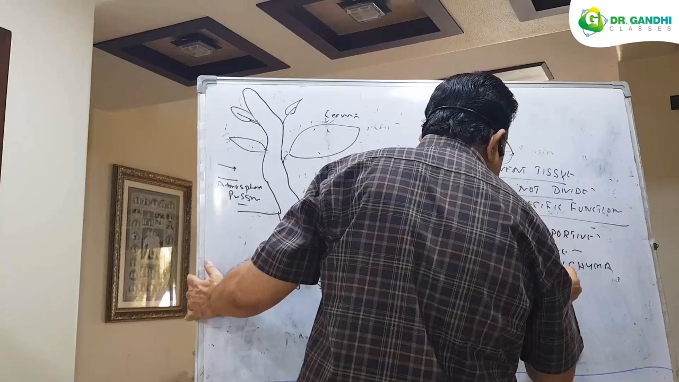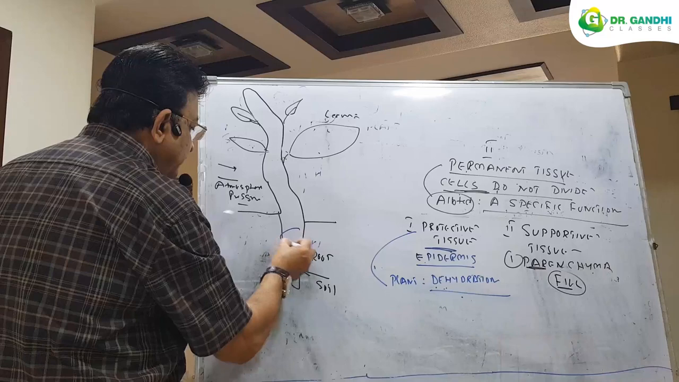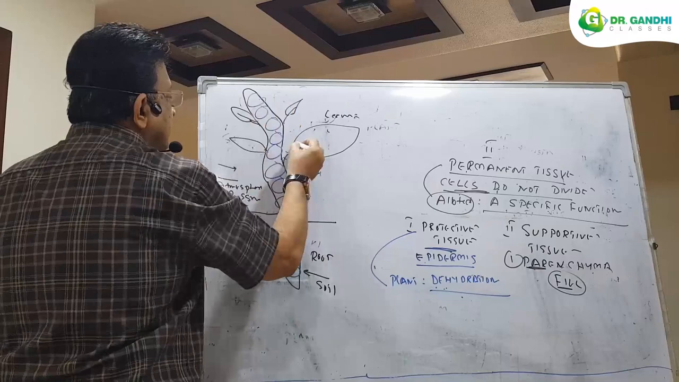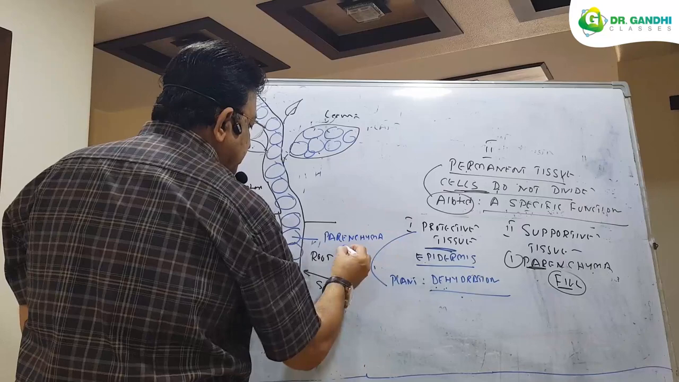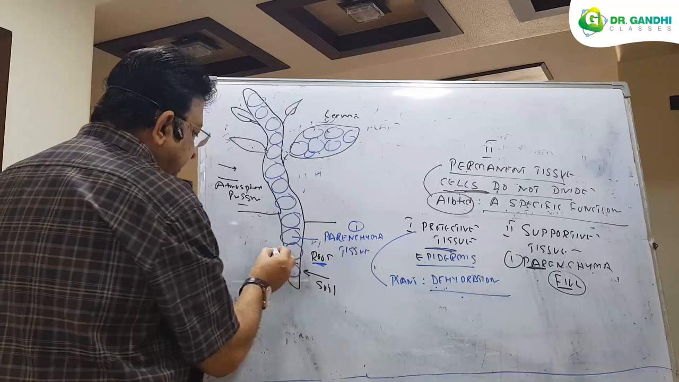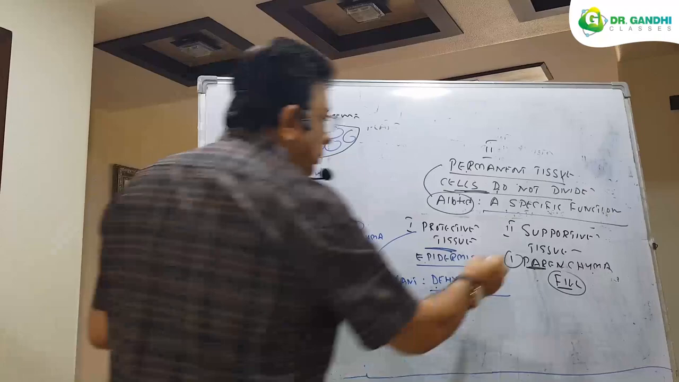The first one, paren means fill, chyma means cellular tissue. So I am now creating parenchyma cells, so that when they fill the stem, when they fill the leaves, it will give support not only to the leaves but to the cells. So these then are the parenchyma tissue, the first supportive tissue. It is usually present, pay attention, below the bark, known as the cortex. So it is present below the cortex of the root. Its function is to give mechanical support. It is a supportive tissue.